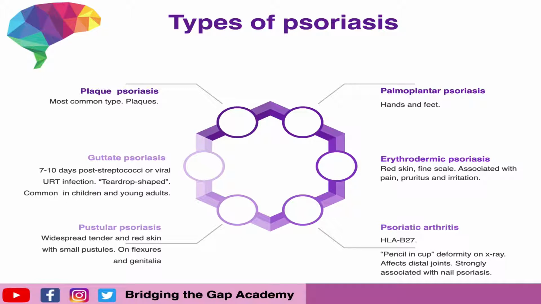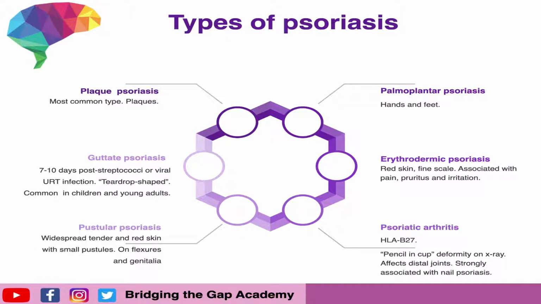When we move on next to pustular psoriasis, we see this is a widespread, tender and red skin with small pustules, and this is seen on the flexures and genitalia. Now if we look at pustular psoriasis in contrast to plaque psoriasis, plaque psoriasis is characteristically found on the extensor surfaces, whereas pustular psoriasis is found on the flexure surfaces.